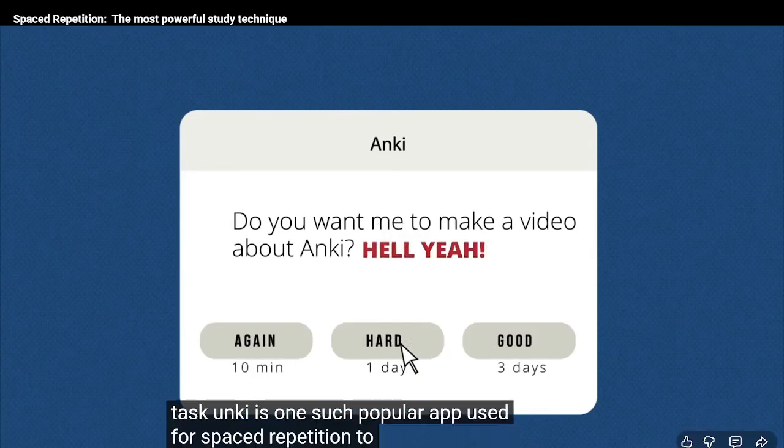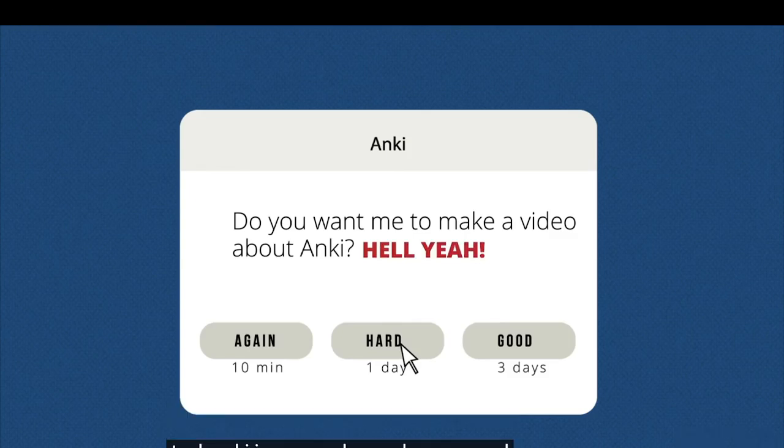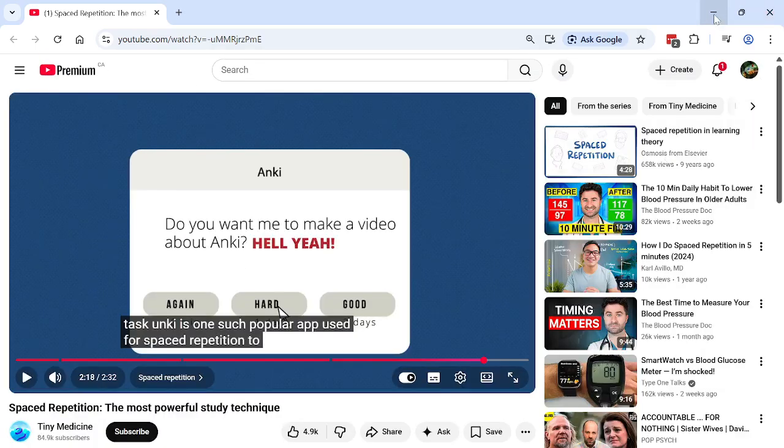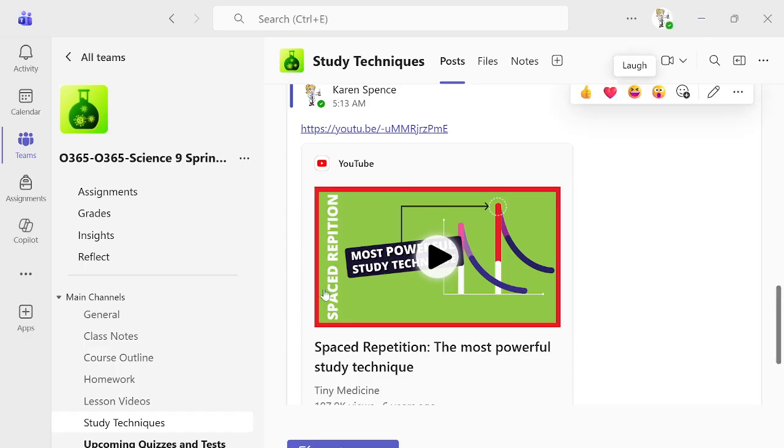Okay, and then he goes on to talk about Anki, and I don't know if it's a good app or not. You're welcome to try it out if you want to, but we are going to do some spaced repetition. All right, and so that's our first of our study techniques. We will look at more of them tomorrow.